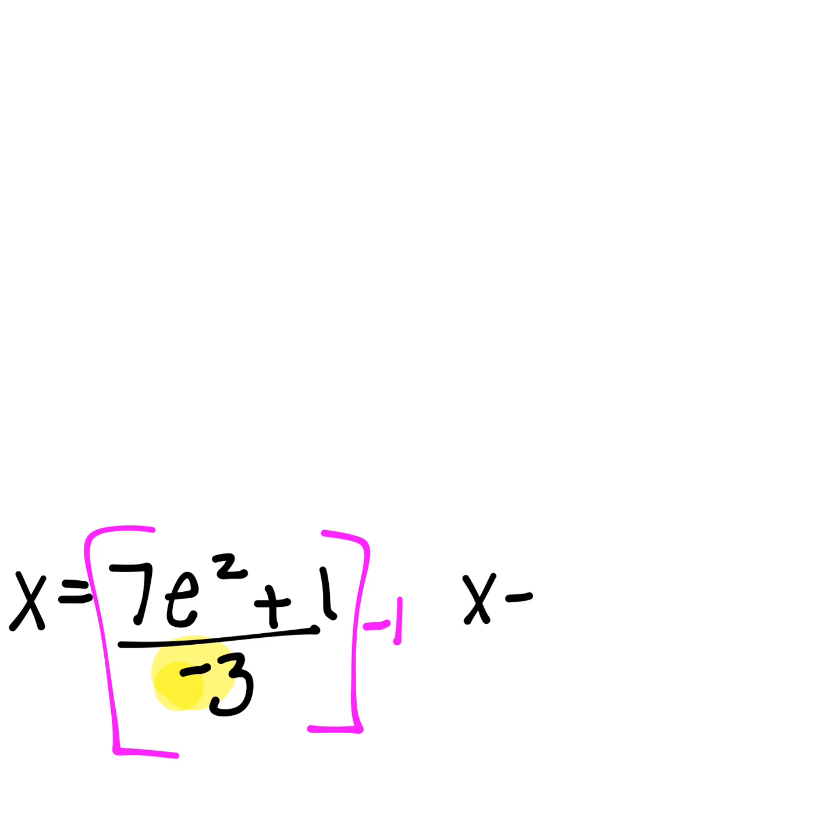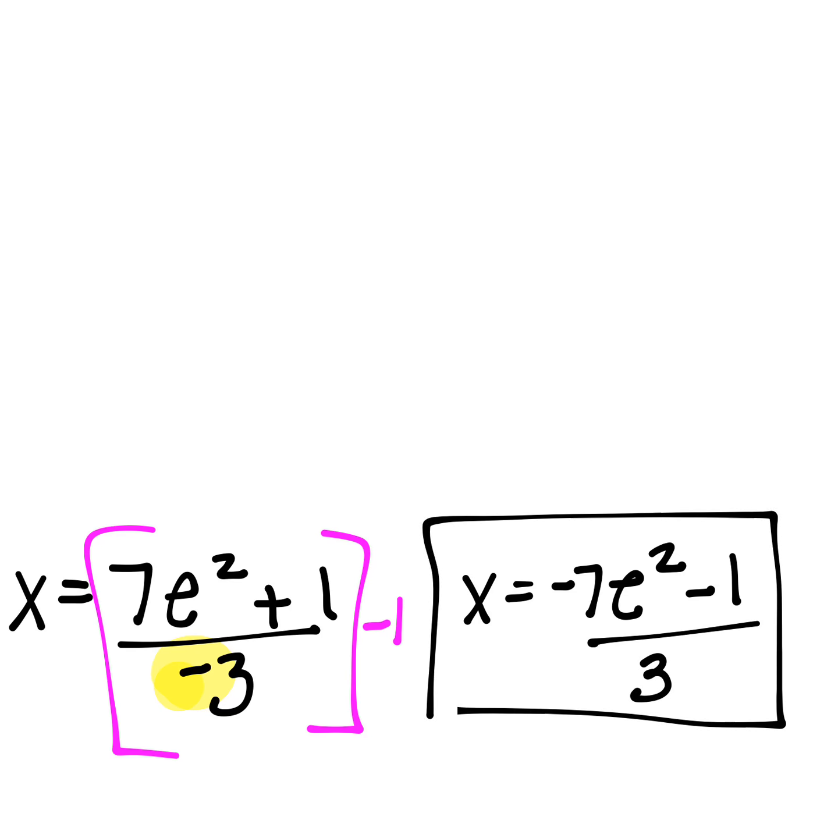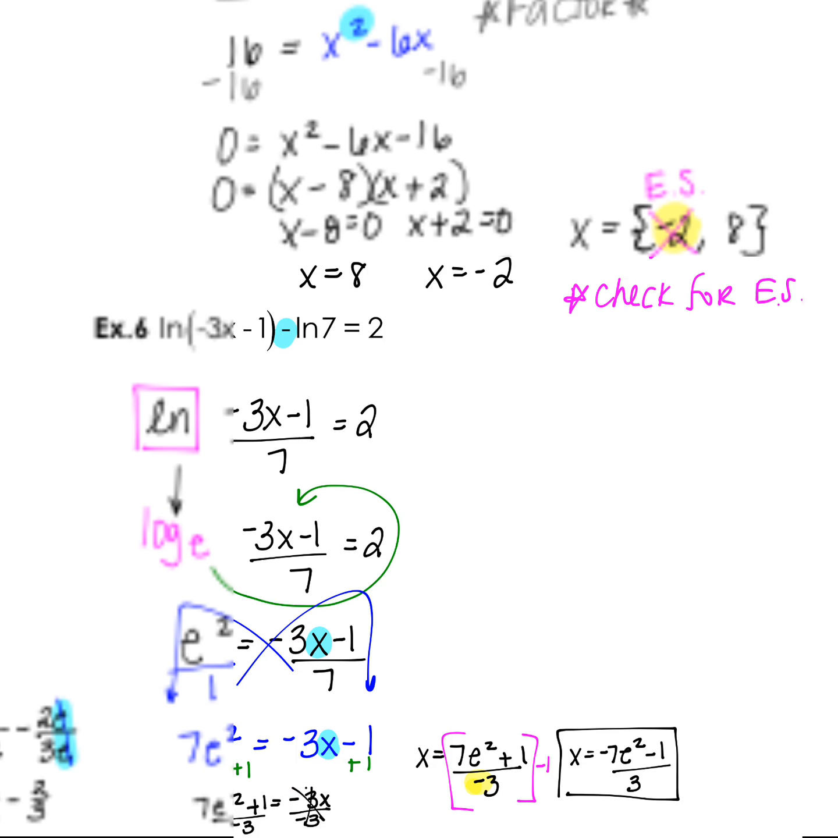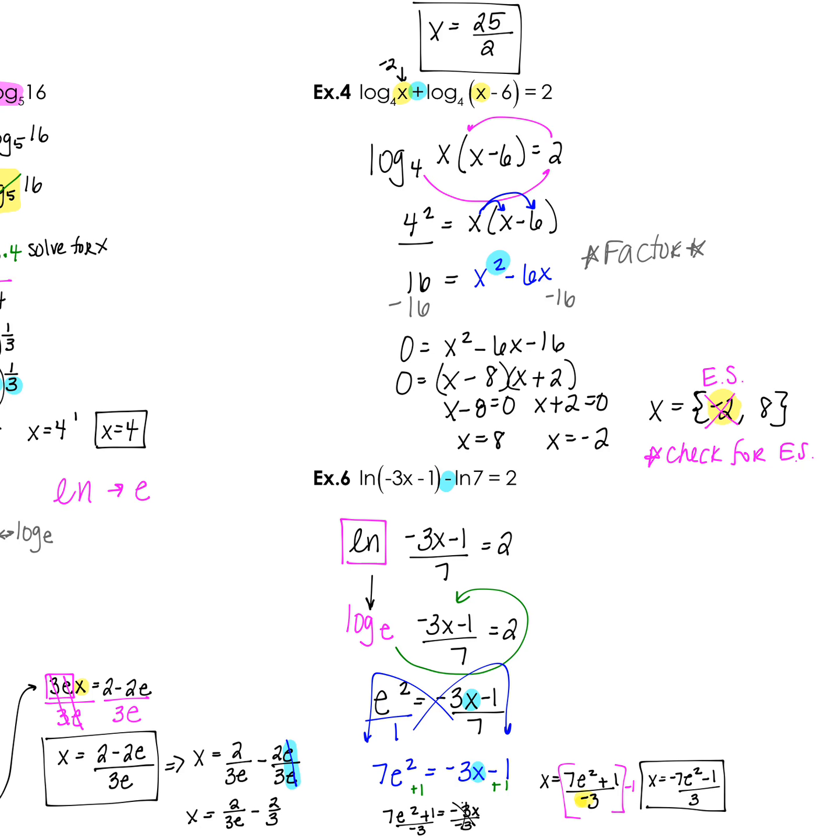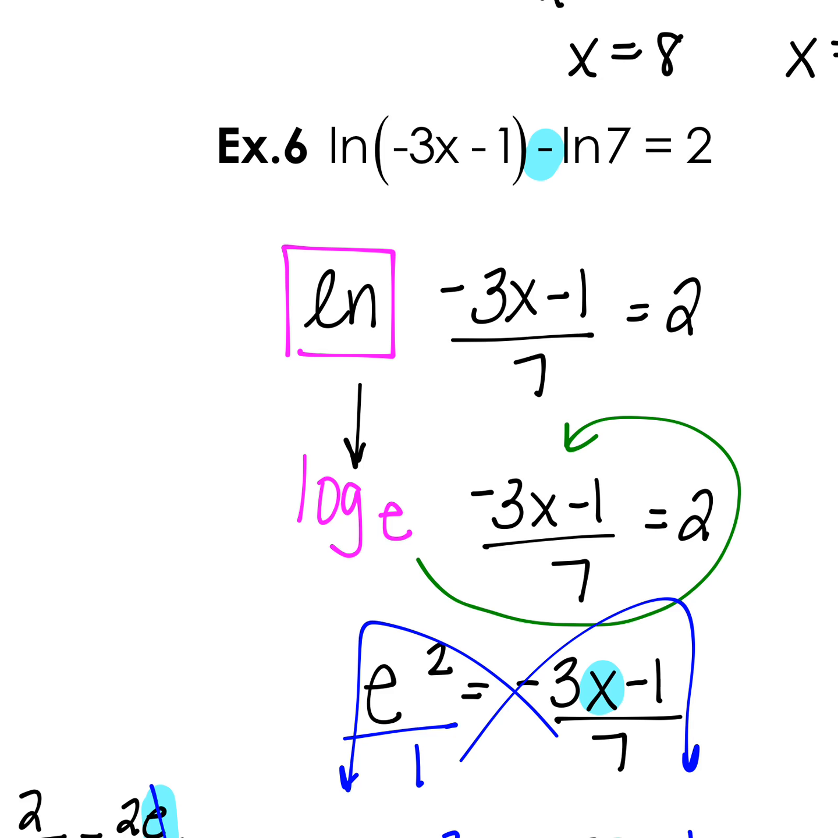So we get x equals negative 7e squared. Change the positive 7e squared to a negative 7e squared. Change the positive 1 to a negative 1 over negative 3 to a positive 3. And that is our answer. Okay, these ln's were a little bit tougher, a little bit more challenging. If you can remember this, that every time you see an ln, you're changing it to a log base e, that is going to be a tremendous help for you.